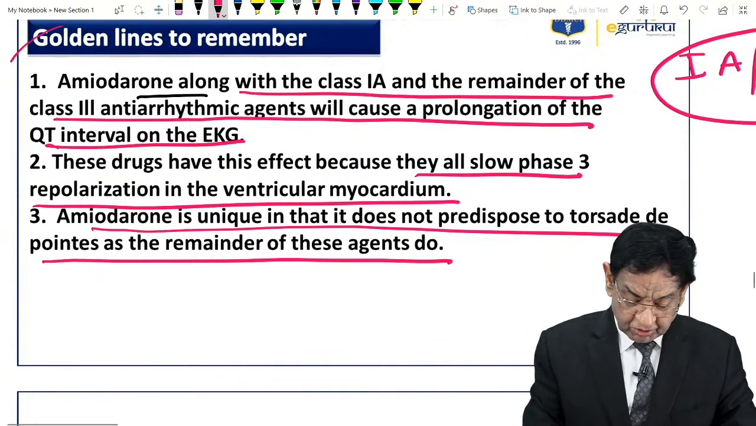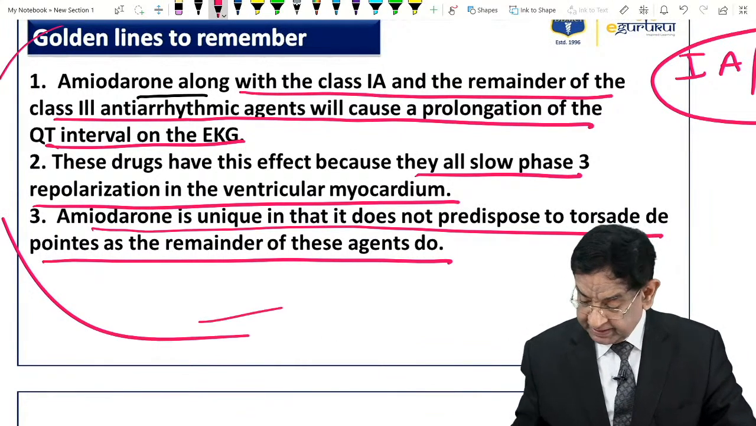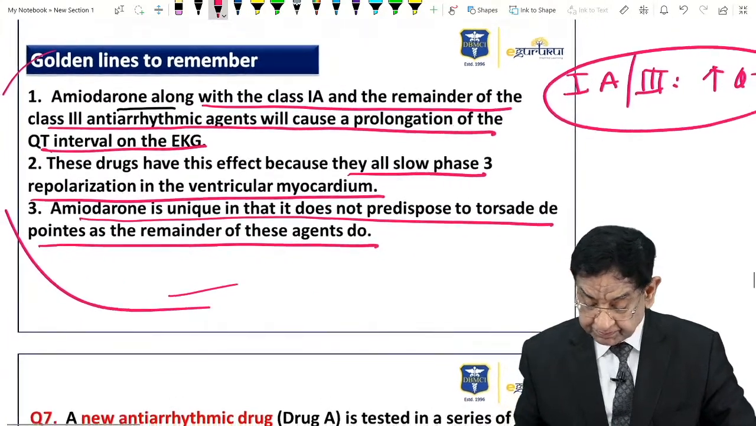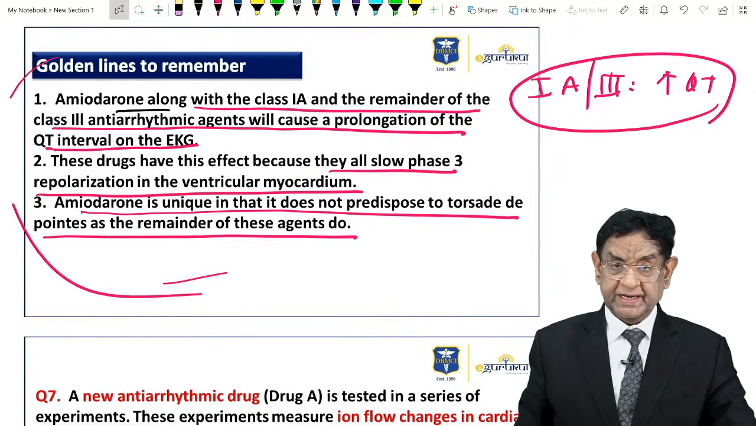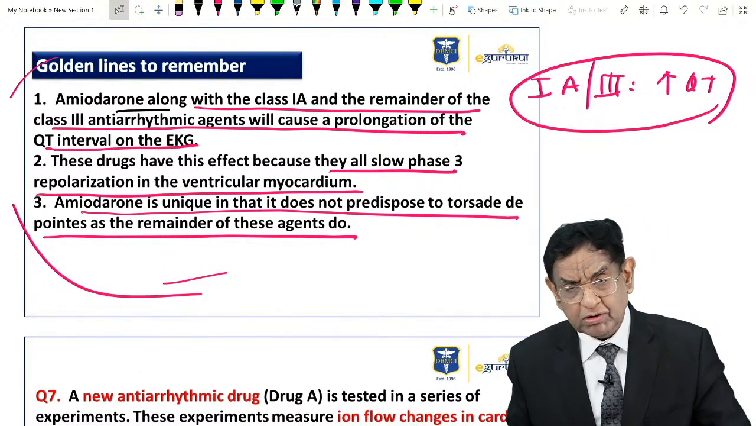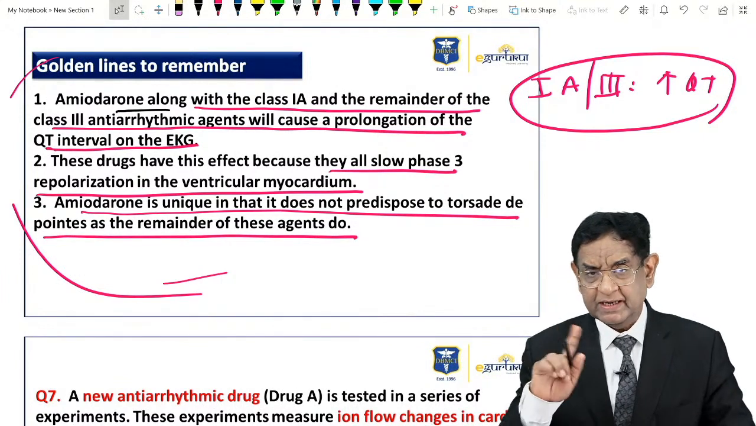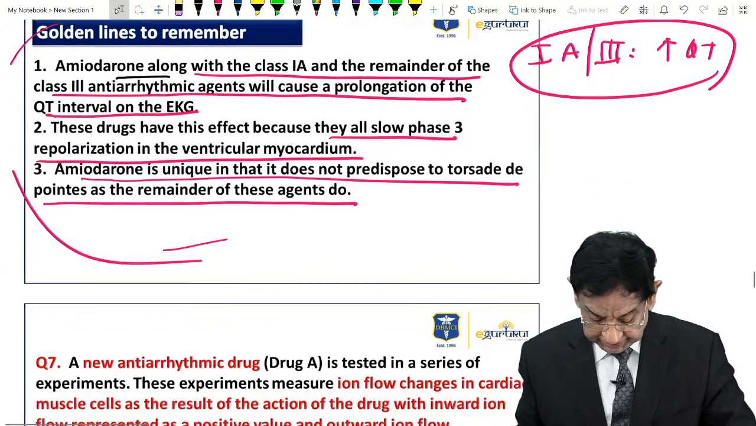So friends, this is a golden line to remember in a nutshell: prolonged QT is caused by class 1A and class 3. All these drugs except amiodarone can lead to torsade pointes. Amiodarone does not lead to torsade pointes.